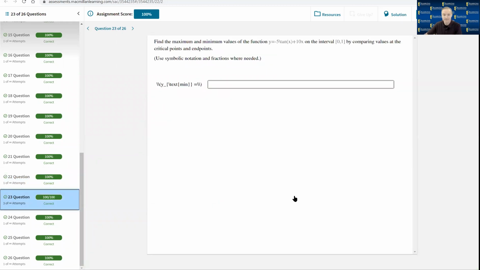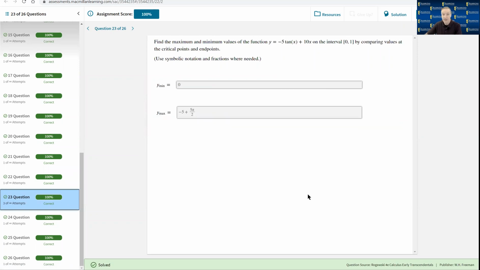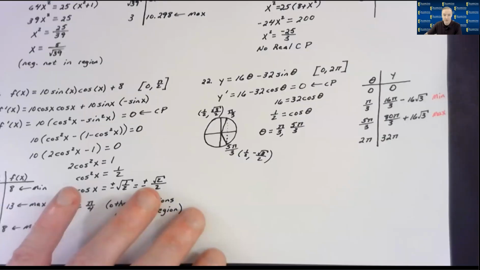For 23, again, it's wanting an exact answer. And again, it gives us a good trigonometric function. We have y is equal to negative 5 tangent x plus 10x on the interval 0 to 1. So the work I did for this problem, next page.